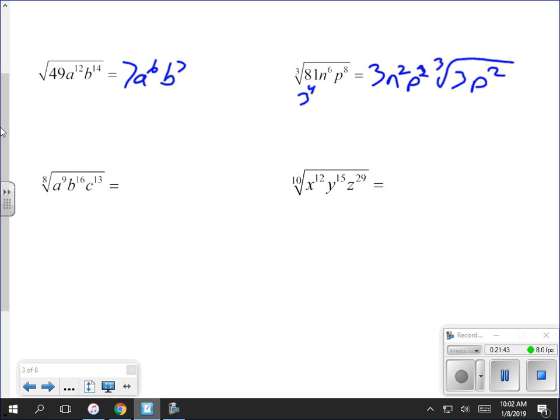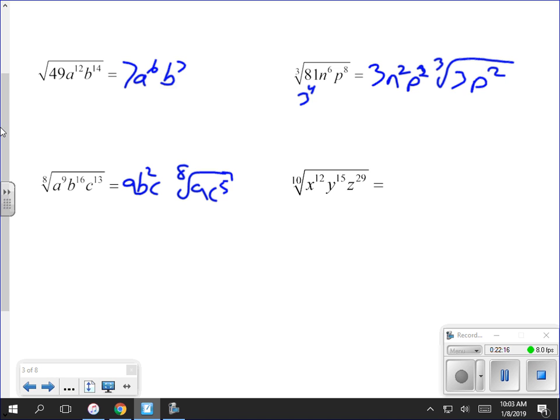I think the ones with the exponents on variables are the easy ones. I really do. The numbers are where it gets hard. 9 divided by 8 is a 1, remainder 1. So I have a to the 1st, 8th root of a. 16 divided by 8 is 2, goes in evenly. So I have b squared, no b's left inside. 13 divided by 8 is 1 with the remainder of 5. So I pull out a c to the 1st, and I have a c to the 5th left inside.